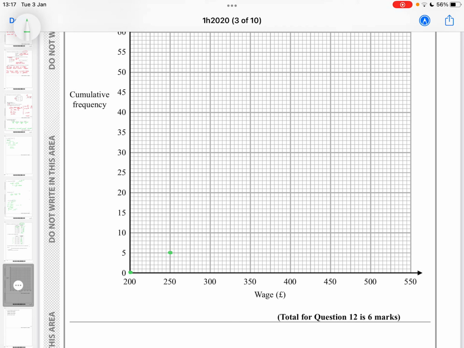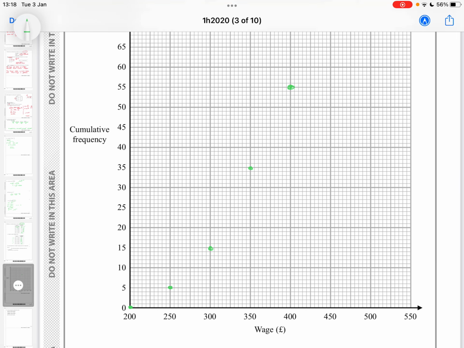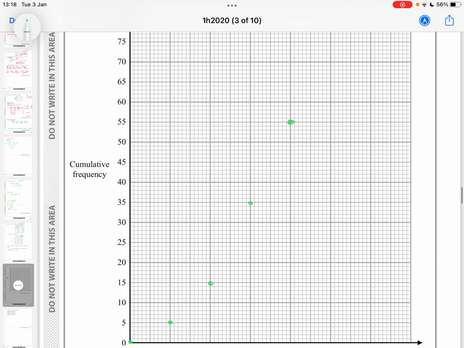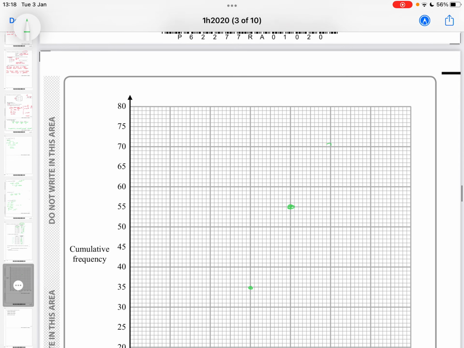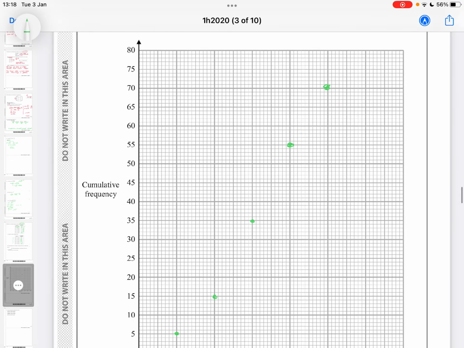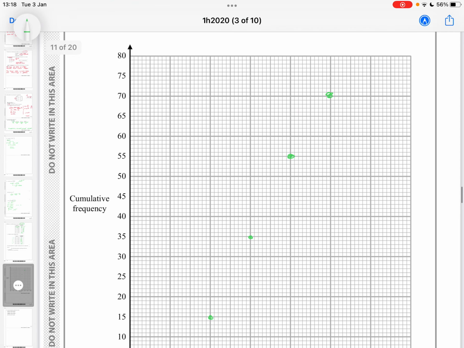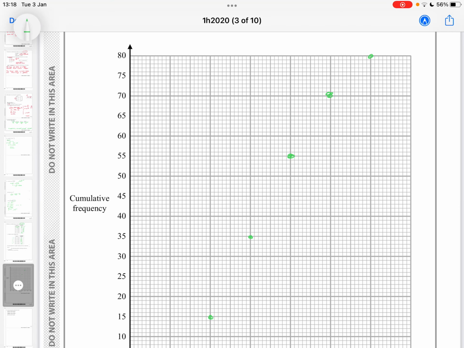The next one was 300 and 15. Then we had 350 and 35. Then we had 400 and 55. Then we had 450 to 70, which is here. And then the final one, which was 500, went all the way to 80.